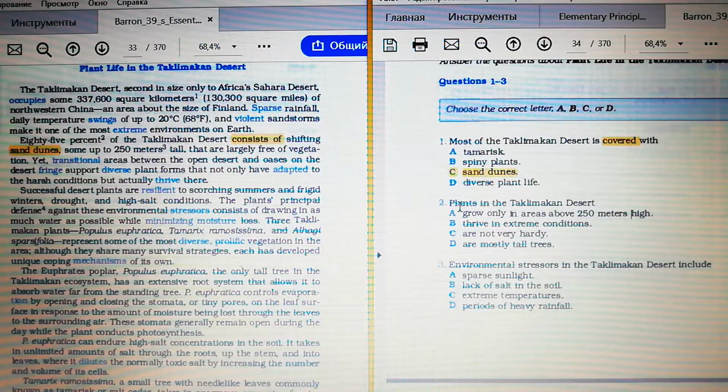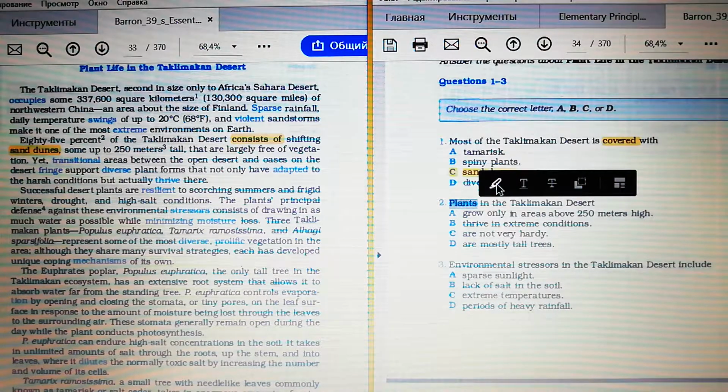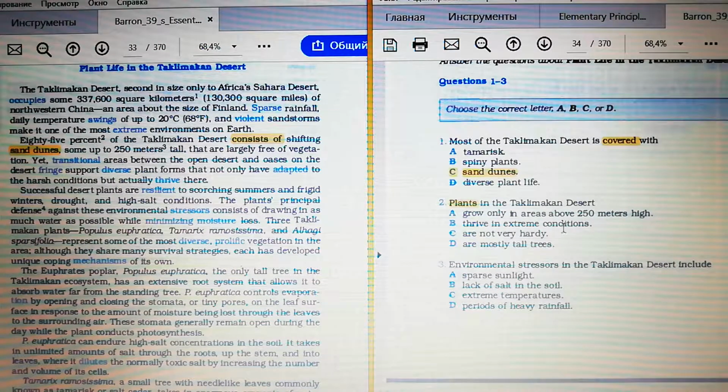So the second question is plants in the Taklamakan Desert. This is information about the plants themselves, and we can highlight the keywords and just quickly review the answers. They grow in an area about 2,500 meters high, thrive in extreme conditions, are not very hardy, are mostly tall trees. So let's assume we have the answer below the answer to the first question, so we can go further. We have information about 2,500 meters tall, but that's some of them, not all of them. So this is just a distraction from our real answer to the question.